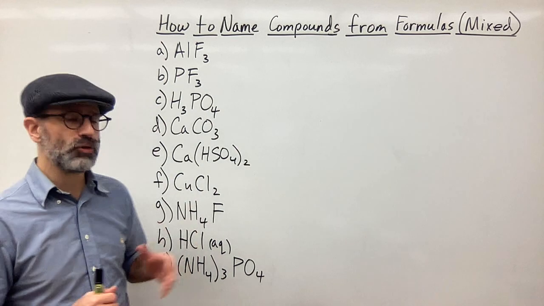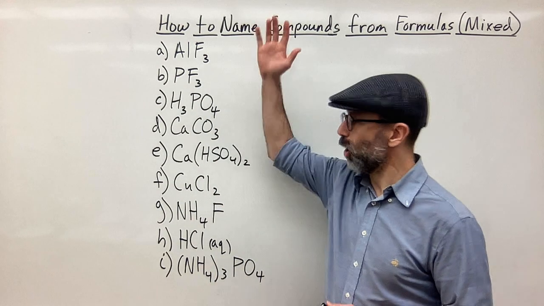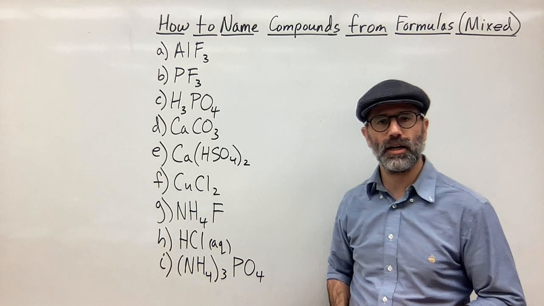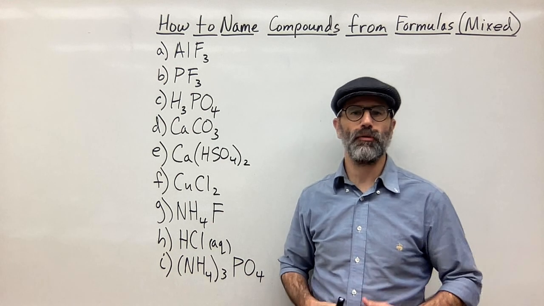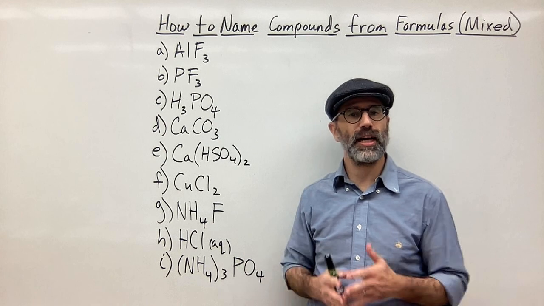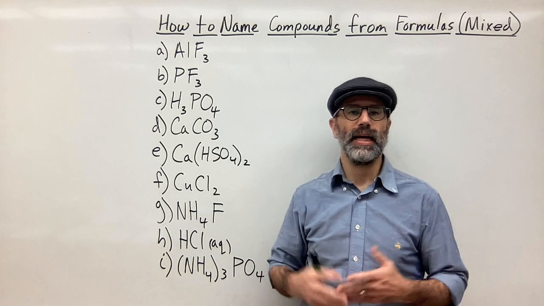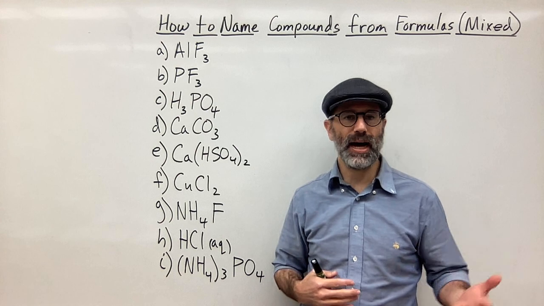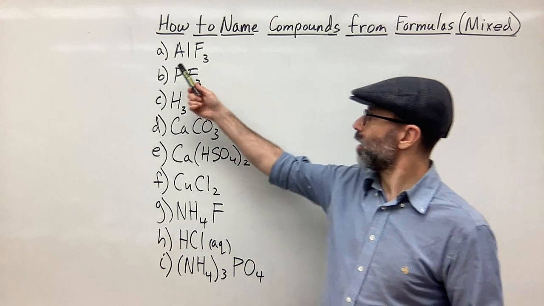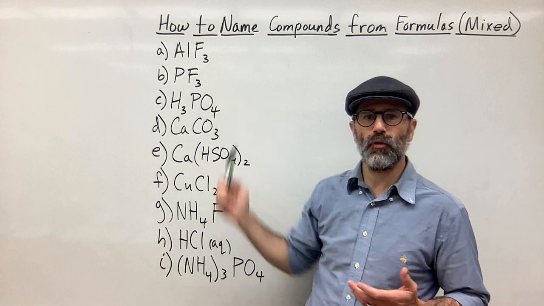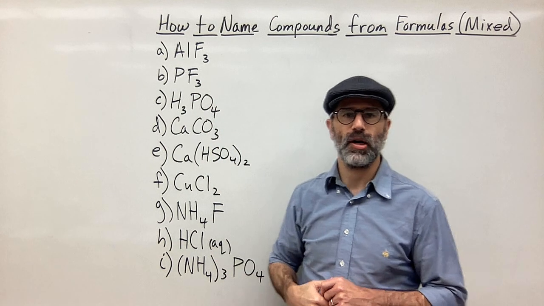So first question you want to ask yourself when you're dealing with a wide variety of different compounds and how to name them is you need to ask yourself questions that are going to categorize them. So the first question you want to ask yourself is, is this an ionic substance or a covalent substance? So if we look at A, that's our first question. Is it covalent or is it ionic? Is it molecular or is it ionic?